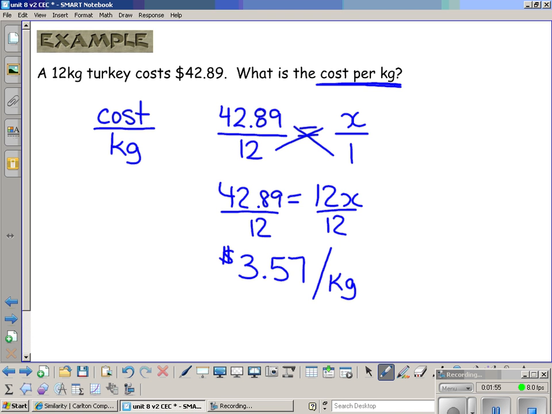So do you have to go through all of that work? No. If you know you simply need to divide 42.89 by 12, you can do so. But if you struggle with this, set it up as a proportion, and then you can cross multiply and divide.